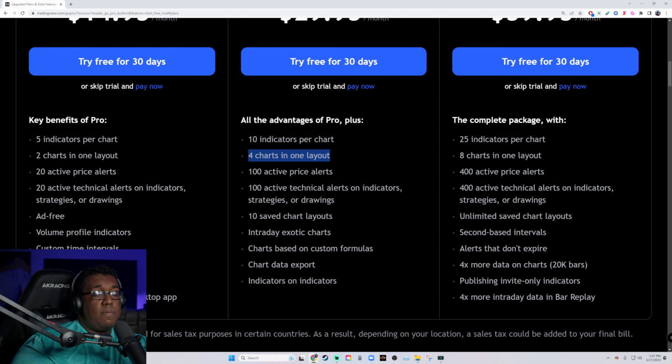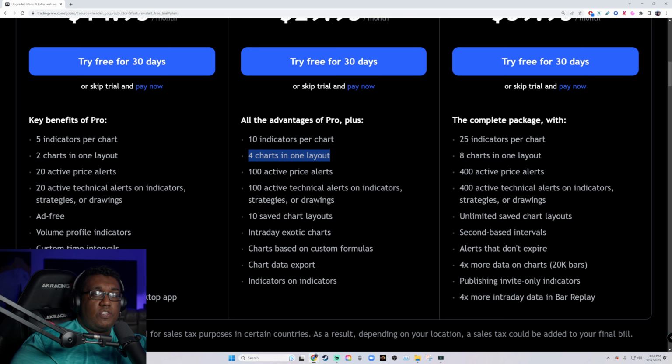Now, you're also going to have intraday exotic charts. This one is not as important because most of you guys aren't going to be doing too much of the exotic stuff, but you guys can use different candle bars and stuff like that, which would be very, very good. You also have charts based on custom formulas. I've never used this, but you guys can have different charting data based off of different numerical formulas that make the chart look a little bit different.